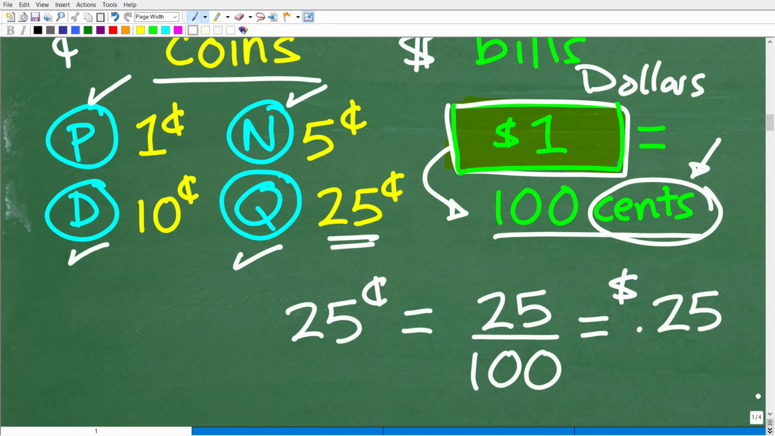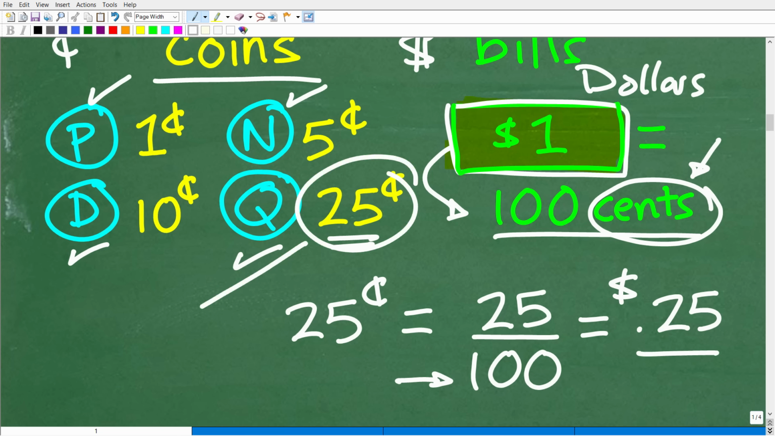So 25 cents is worth how much of a dollar? Well, it's worth 25 out of 100, because there's 100 cents in a dollar, or 1/4 of a dollar. But 25 over 100 is the decimal 0.25. So when we're working with values of coins, typically you're going to see things expressed as a decimal. In other words, a quarter is 0.25 of a dollar. We have to be very careful there. It's not 0.25 cents.